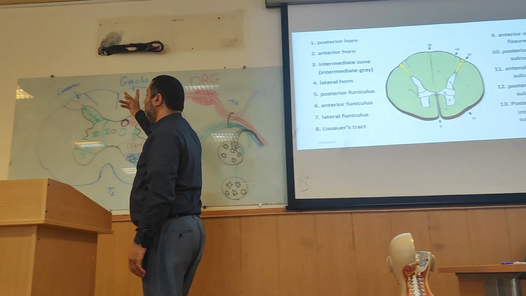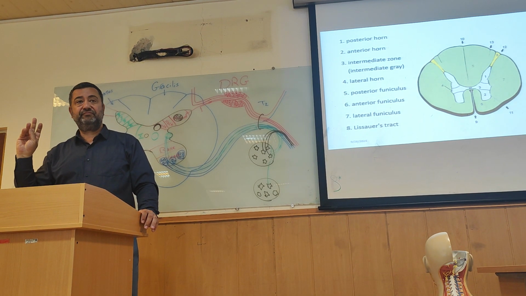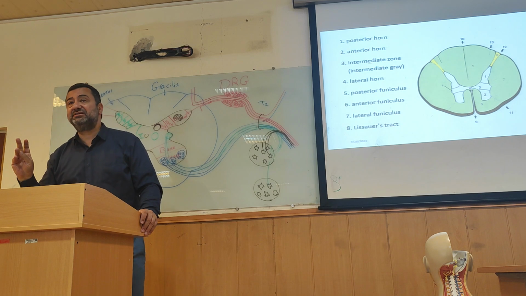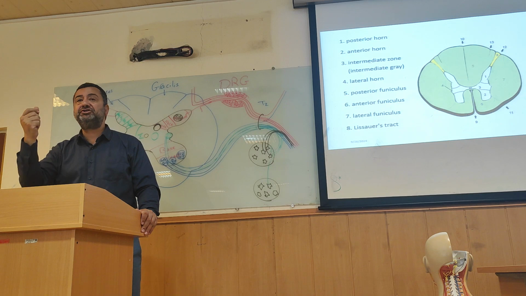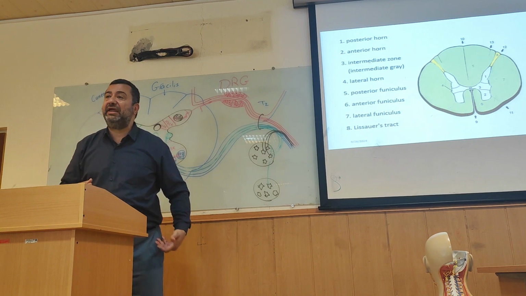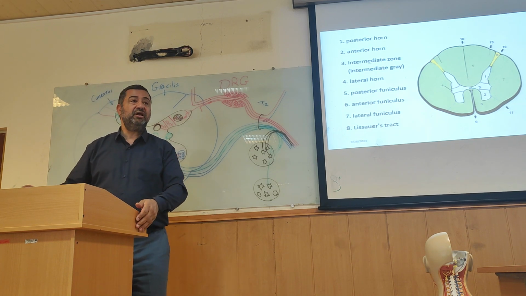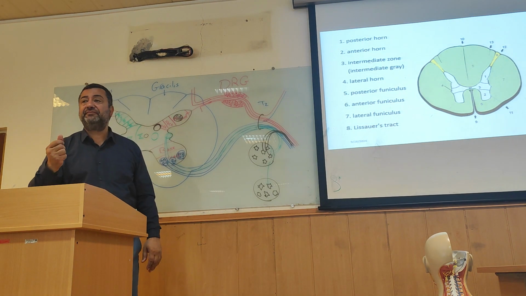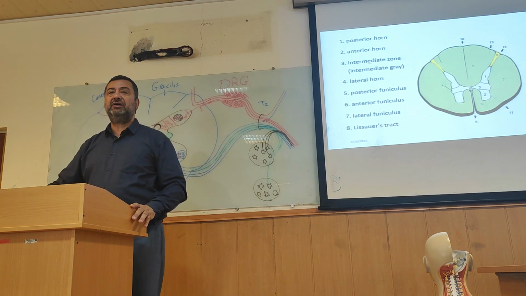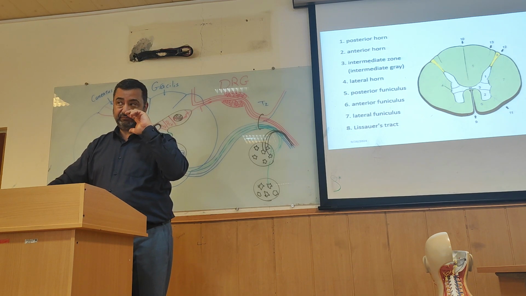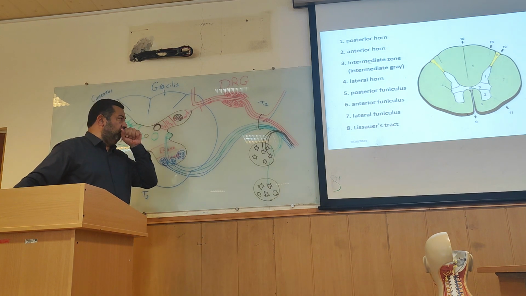Posterior funiculus has 2 fasciculi, fasciculus gracilis and fasciculus cuneatus. Fasciculus gracilis conveys discriminative touch and vibration of the lower limb and inferior part of the body. And fasciculus cuneatus conveys discriminative touch and vibration of upper limb and upper part of the trunk. Is it clear? Yes.